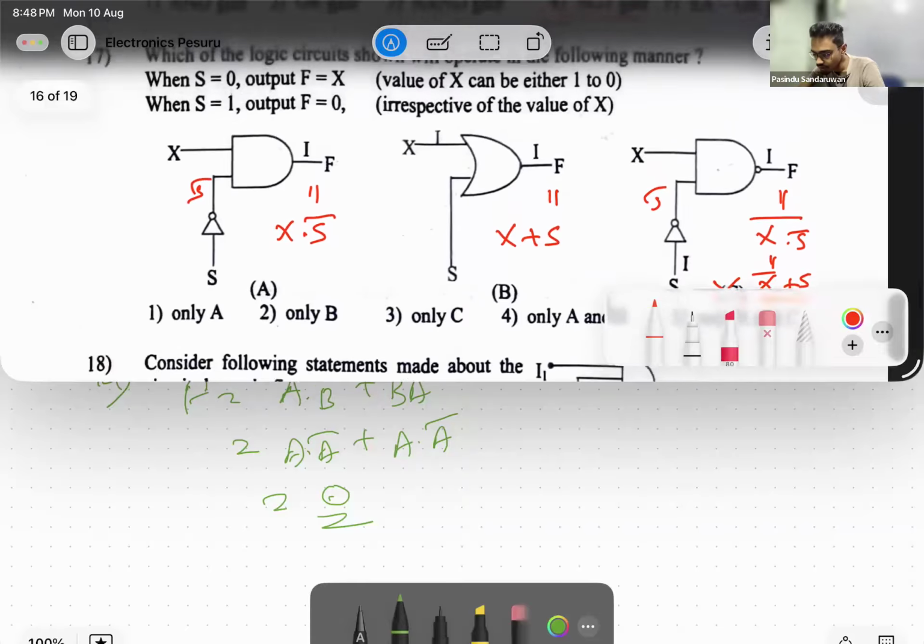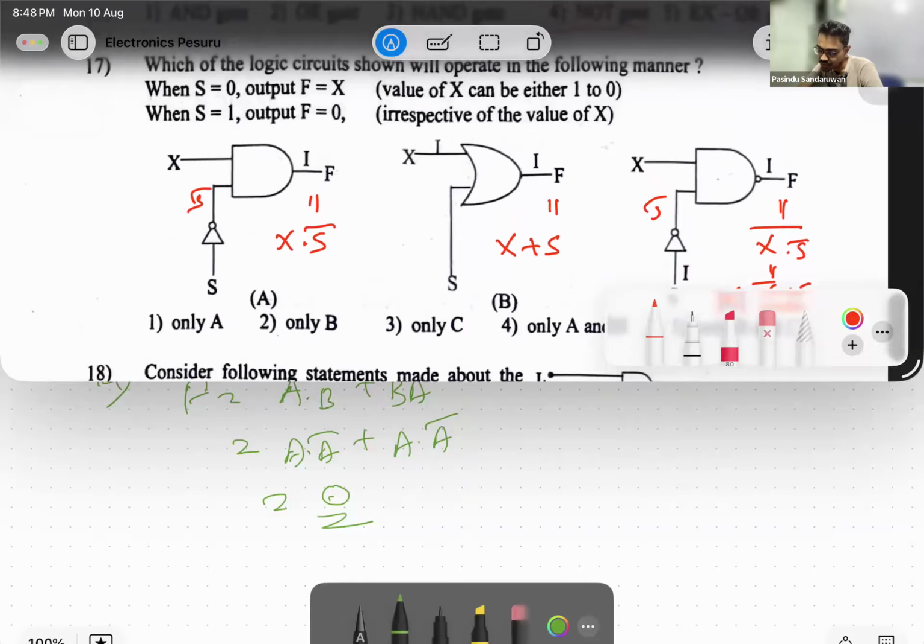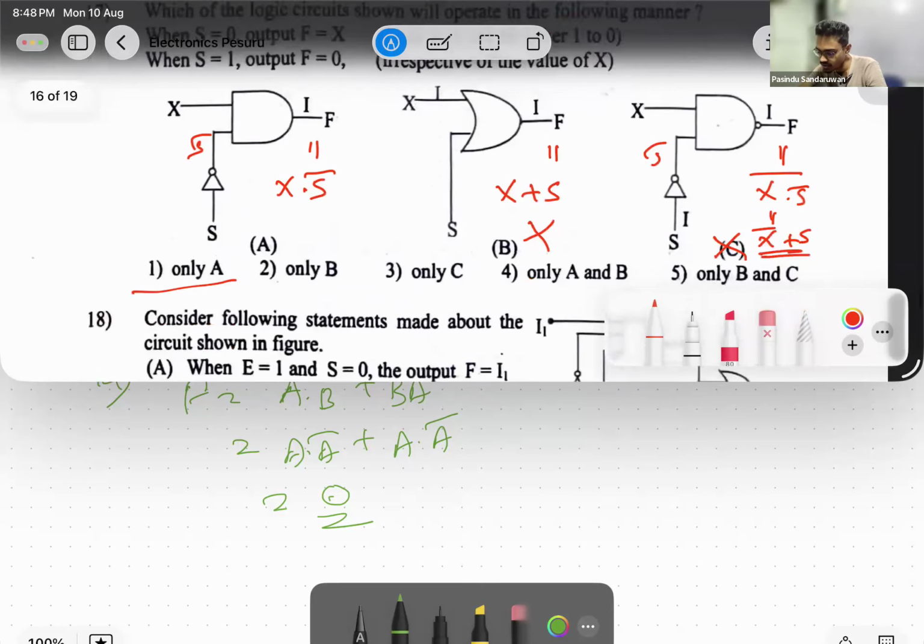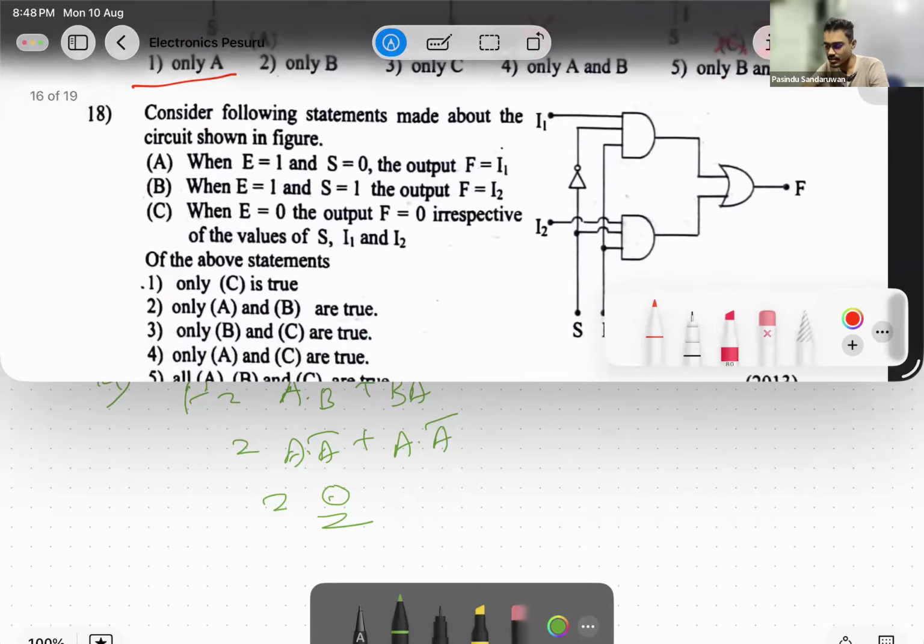And for the other two, when S equals 0, S bar becomes 1, then the first one is satisfied. Correct. When S equals 0, the second one is also satisfied. Go to the second condition. When S equals 1, output is 0. For A, when S is 1, S bar is 0, it is satisfied. For B, when S equals 1, 1 plus anything is 1, that is not satisfied. So the only possible answer is A. For 17, 1. See, digital is easier. Don't miss these marks.